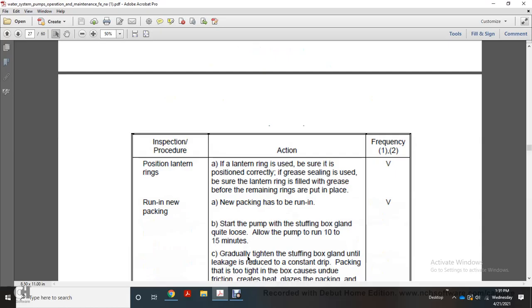The lantern rings should be positioned correctly. If grease sealing is used, be sure the lantern ring is filled with grease before the remaining rings are put in place.